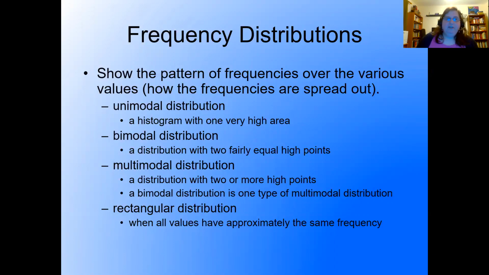Okay. And finally, a rectangular distribution is when all values have approximately the same frequency. This is our standard die, numbered 1 to 6. Throw it 1,000 times. What are you going to get? Pretty even distribution of 1s through 6s. So now, to help us out, let's look at some pictures.